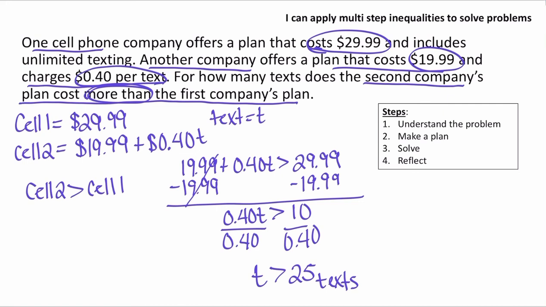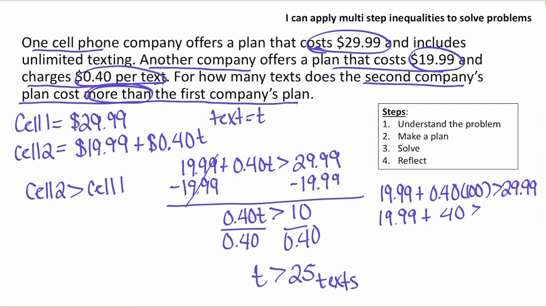Let's try an example and see if our inequality actually works. Just pick any number that's bigger than 25. I'm going to pick 100. Say you send 100 texts. So 19.99 plus 0.40 times 100 is bigger than 29.99. 0.40 times 100 is 40, and 19.99 plus 40 is 59.99. Is that greater than 29.99? Yes, it is. So I know that my solution is correct.